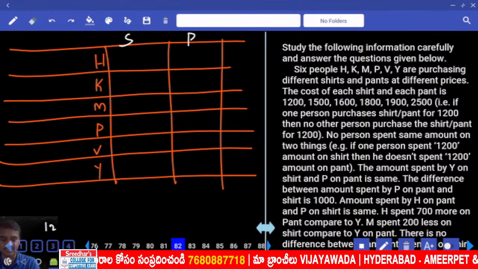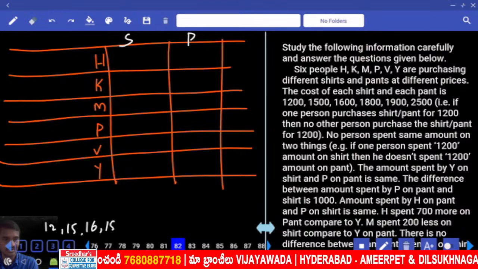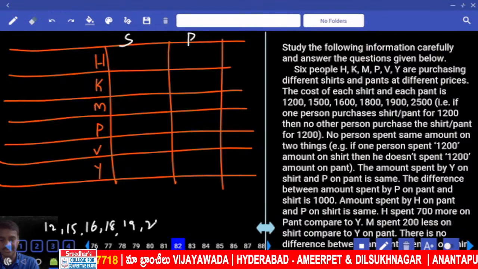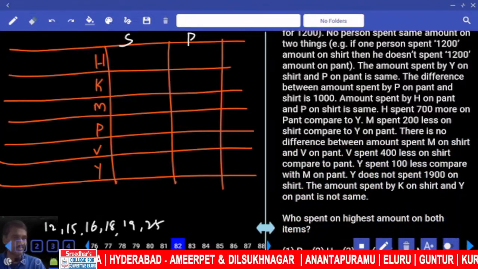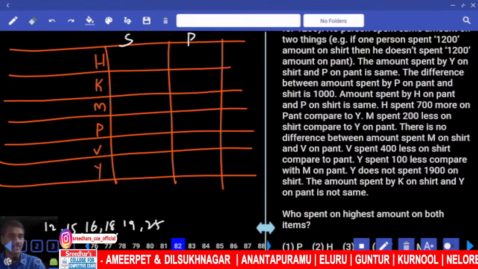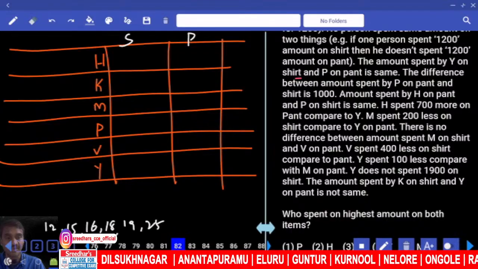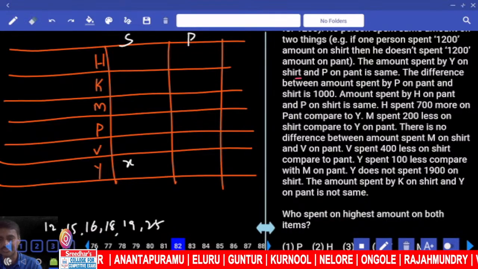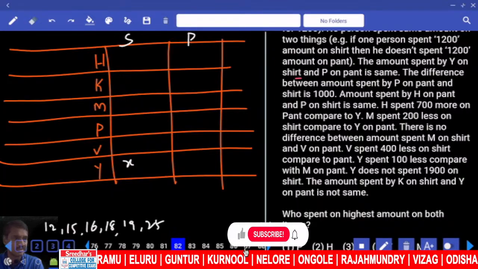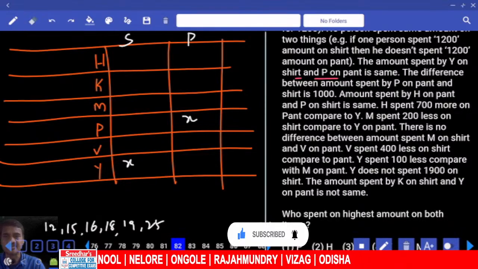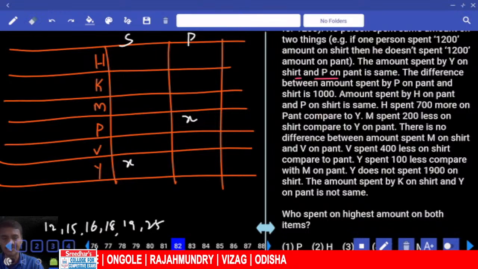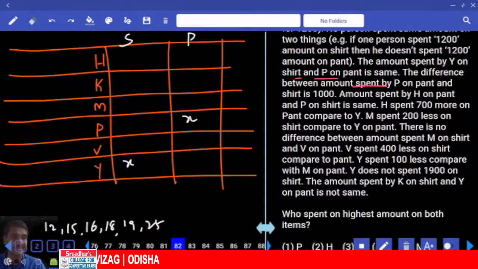Now what are the numbers given? 12, 15, 16, 18, then 19 and 25. That is 6, isn't it? Then no person spent the same amount on 2 things. Then the amount spent by Y on shirt, let us take it as X, and the amount spent by Y on shirt and P on pant is the same. These two are one and the same. Then maybe if it is 12 or 15, the same amount will be there. And the difference between the amount spent by P on pant and shirt is 1000.